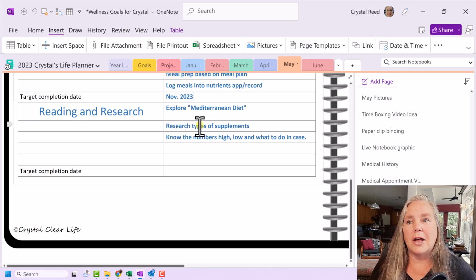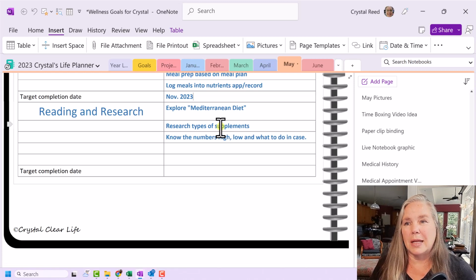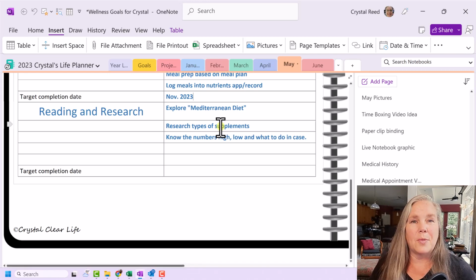All right. I also wanted to research different types of supplements. I know that magnesium is important in how your body uses blood sugar. I also know that vitamin D is important. So again, I wanted to do more research on those types of supplements.